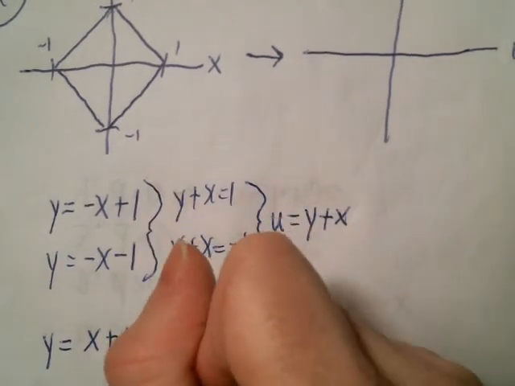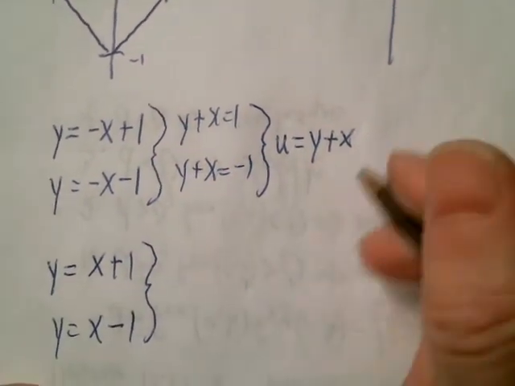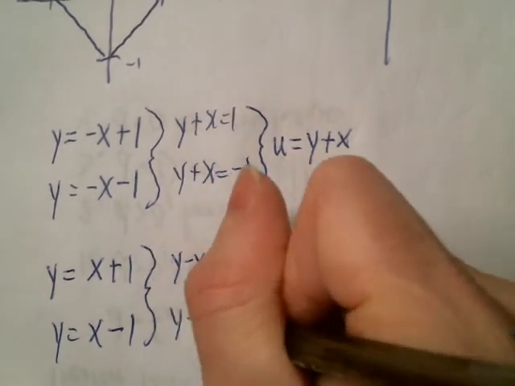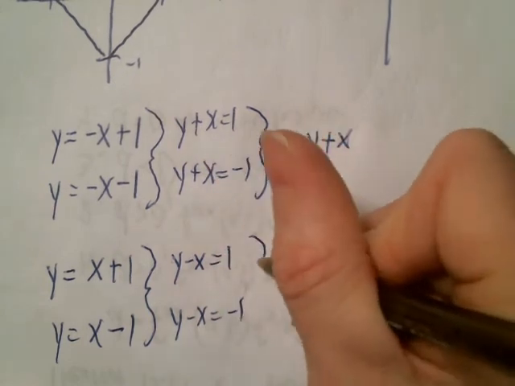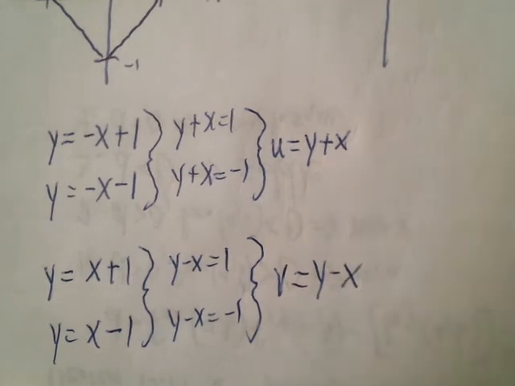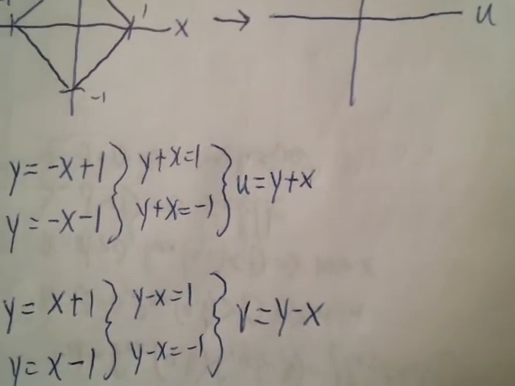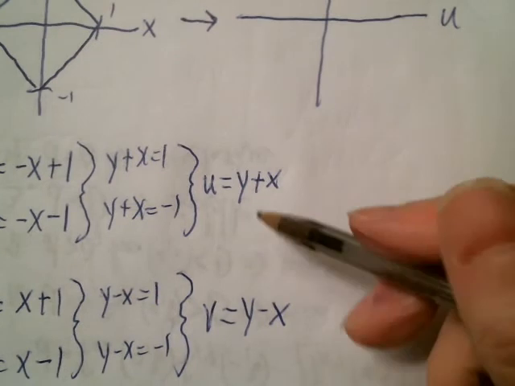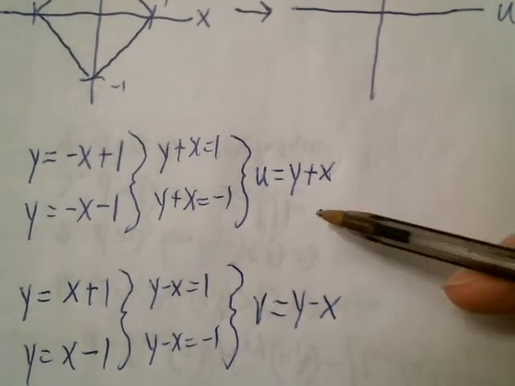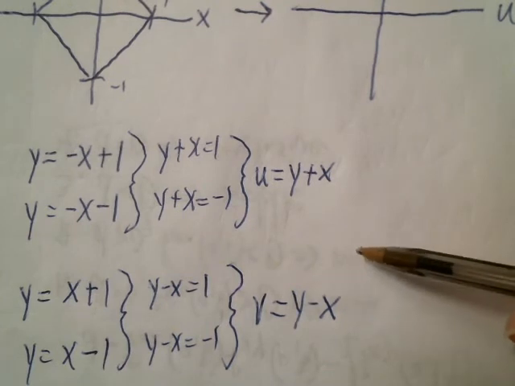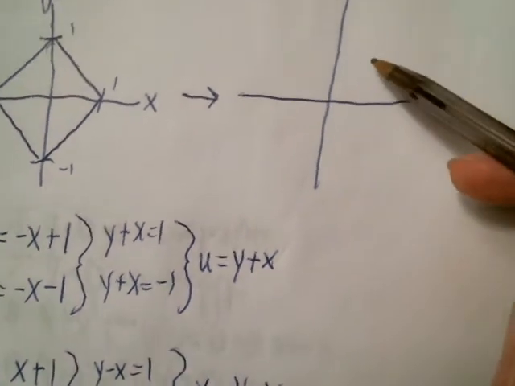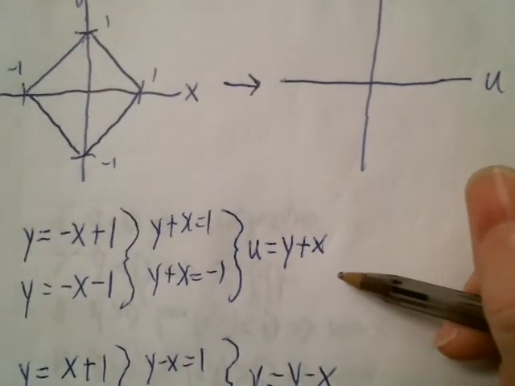Over here, what do I have? Well, I have y minus x is equal to 1, and then y minus x is equal to -1. So I'm going to let v equal y minus x. And then from these two equations, I can determine my y and x formulas to convert into u's and v's. But in the meantime, we can look at the geometry of what's been created here.